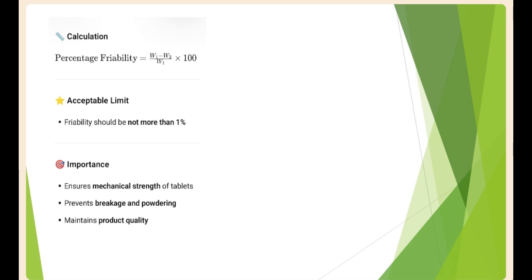Importance of friability: ensures mechanical strength of tablets, prevents breakage and powdering, maintains product quality.